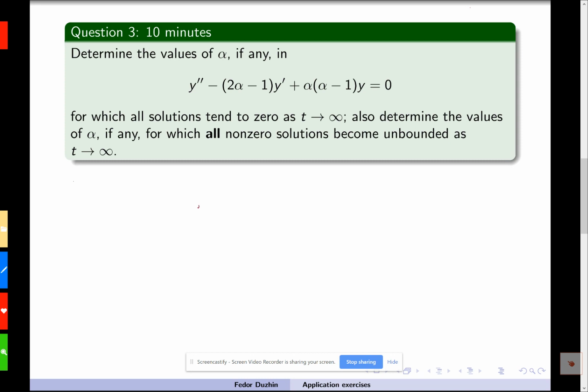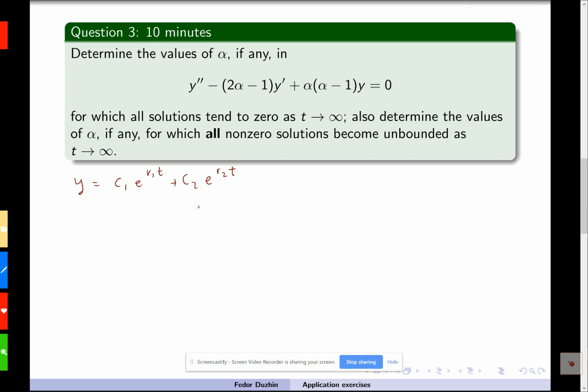So recall that a general solution of a second order homogeneous linear differential equation with constant coefficients is some constant c1 times e to the power r1 t plus some constant c2 times e to the power r2 t, where r1 and r2 are roots of the characteristic equation. But the characteristic equation is a quadratic equation.